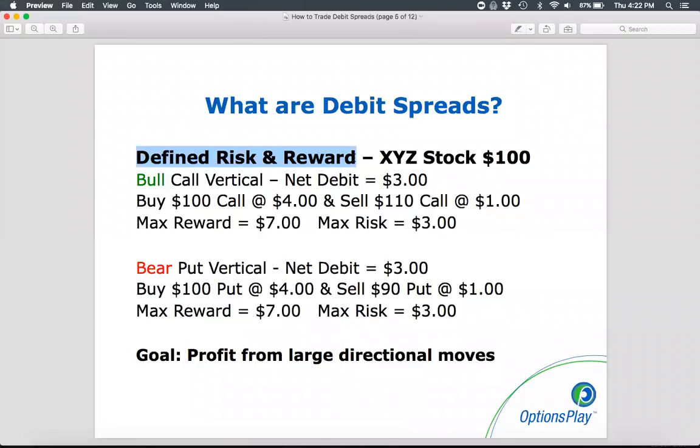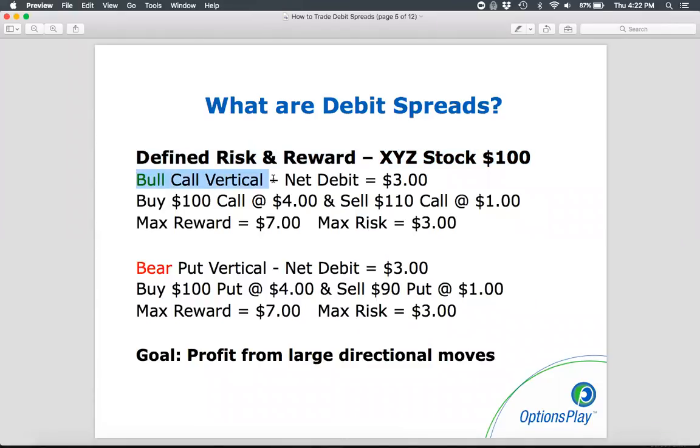But I want to talk a little about why debit spreads make my life a lot easier when it comes to trading. I'm going to use a fictitious stock, XYZ, trading at $100. I'm only using a fake stock because it's easier to talk in the context of how to create a debit spread. We talked about there being two different debit spreads: a bull call vertical and a bear put vertical.